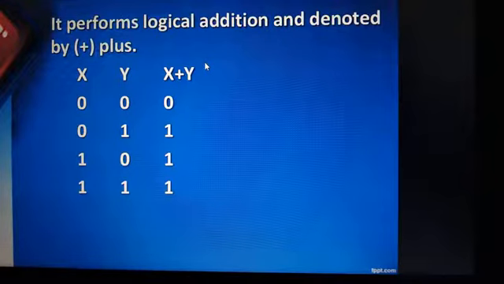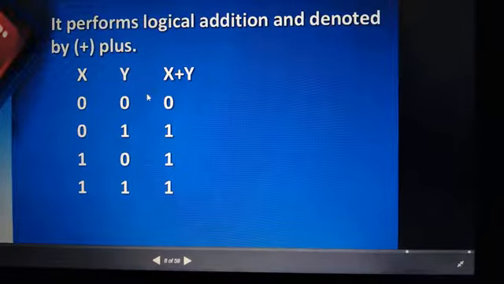For multiplication purpose, the AND operator is used, and for addition purpose, the OR operator is used. And how does the x y value come? Again 0 1 0 1 for two variables, and 0 0 1 1, it is taken according to the number system.